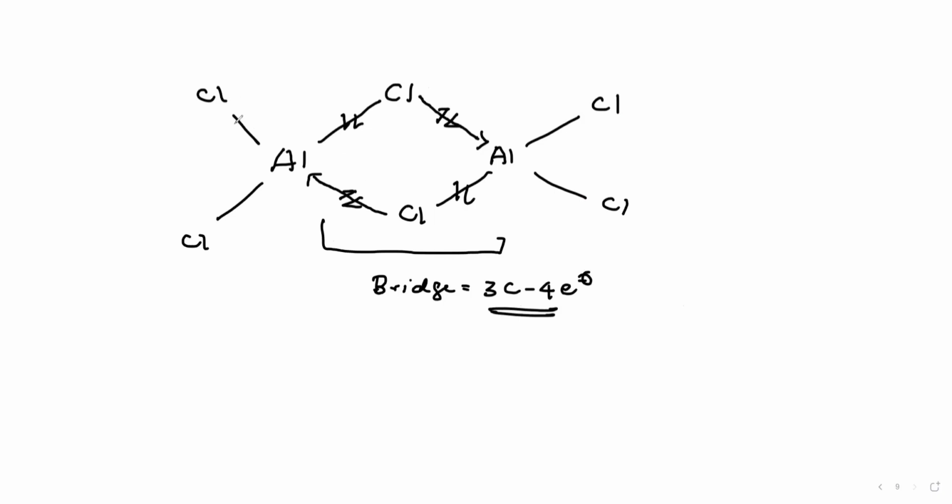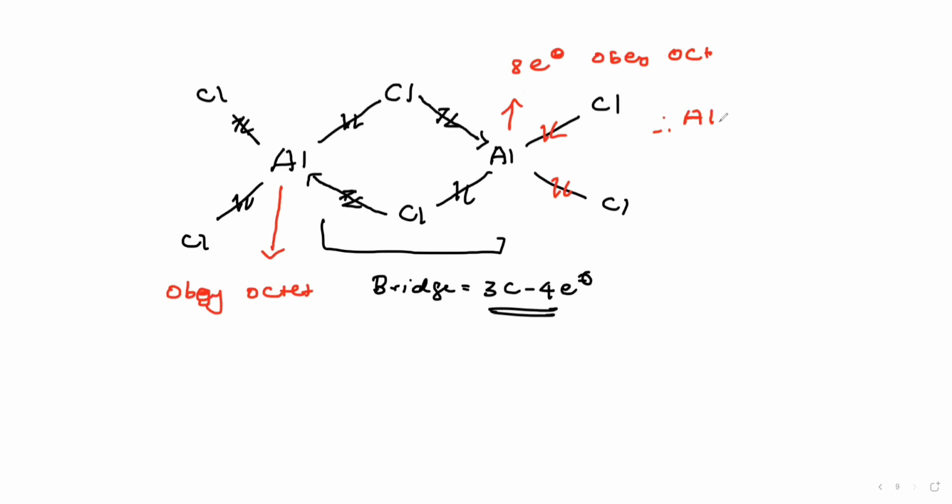Okay, now see. Now look at the aluminium atom. What are the surrounding electrons? 2, 4, 6, 8. Therefore, the central atom obeys the octet. Because it is surrounded by 8 electrons, here 2, 2, right? 2, 4, 6, 8 electrons. This obeys the octet. Very important. Therefore, Al2Cl6 is a non-electron deficiency compound. Very important key point.